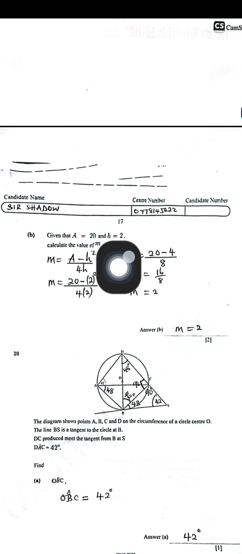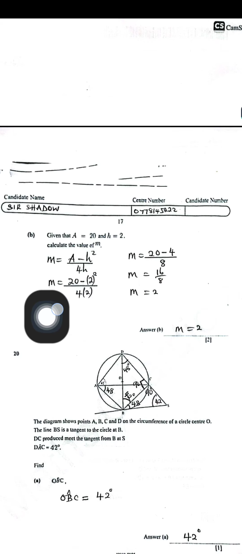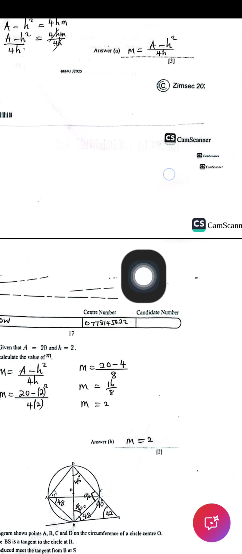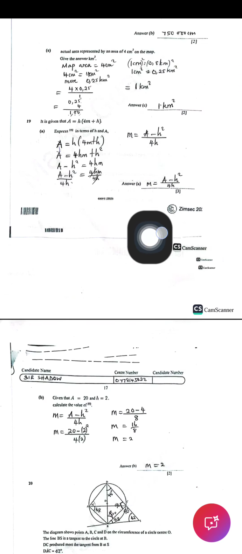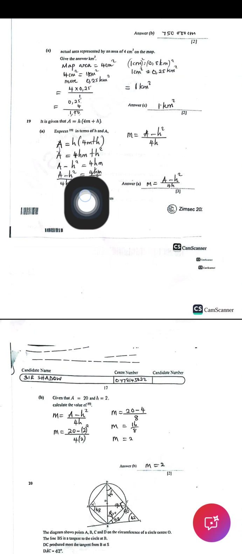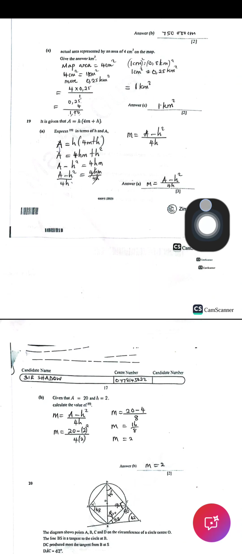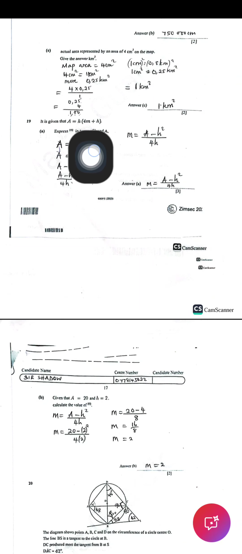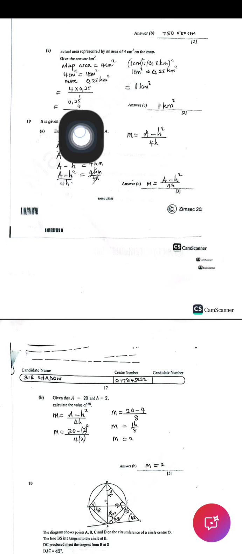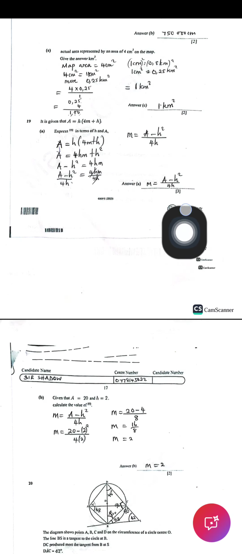Given that A is equal to 20, H is equal to 2, calculate the value of M. We want to calculate the value of M. I managed to make M the subject of the formula right here, so we can use this one. If you are doubting your solution, you can substitute into the original and find M. But this one, I'm 100% sure that this is the value of M.